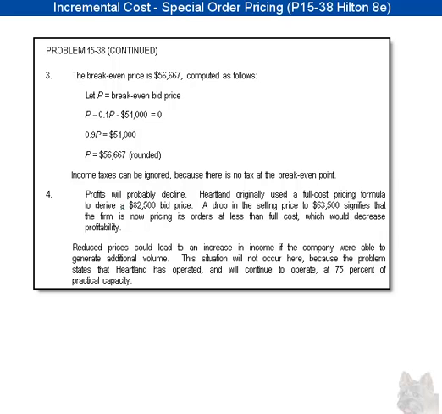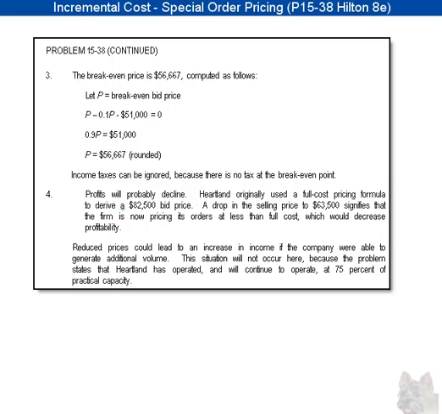Now, on number 4, we're asked what would happen if we accepted that other price for all business, and profits would probably decline. Heartland originally used a full cost pricing formula to derive the $82,500 price. So if we sell at the $63,500, that signifies that pricing is significantly lower than full cost. We'd expect that to decrease profitability.